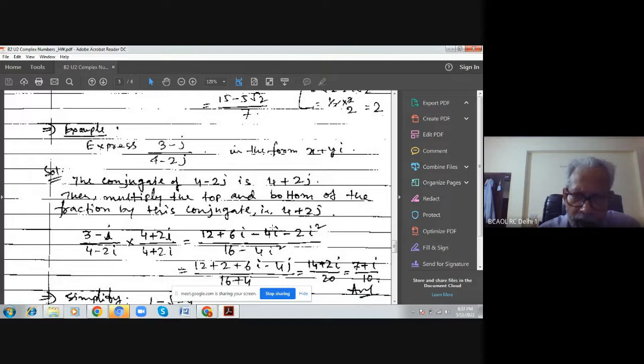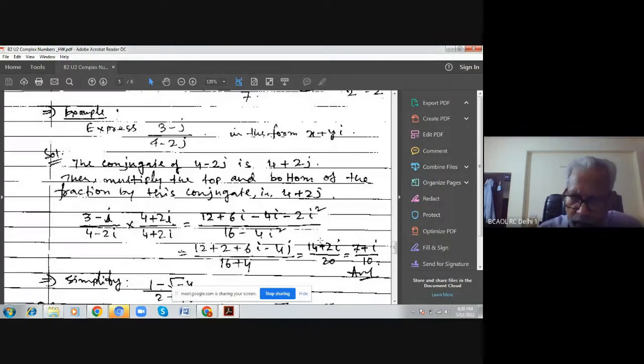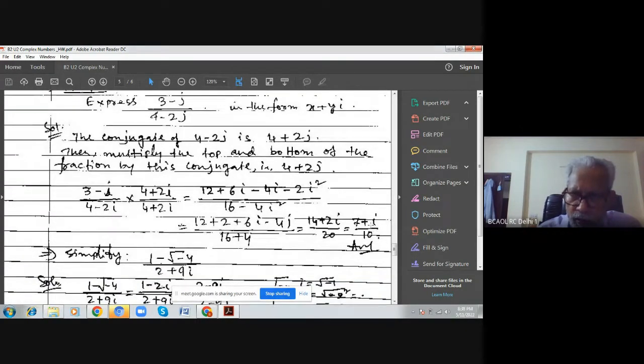Then simply you multiply it in the top. So multiply both the things, and in the bottom, the denominator also, you can simply calculate. When you calculate, ultimately it will come in this form. So automatically it is coming in the form x plus y iota. Okay.